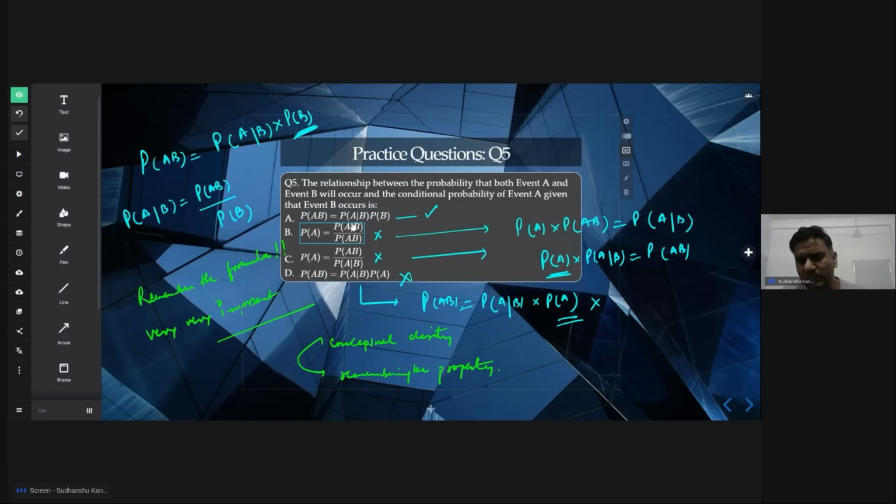First we did the numerical. If you have an understanding of the numerical formula, you just have to see which formula makes sense, which was easy. So focus on the numerical, guys. Focus on the formula. Formula is very, very important. Conceptual clarity and remembering the property is very, very important.